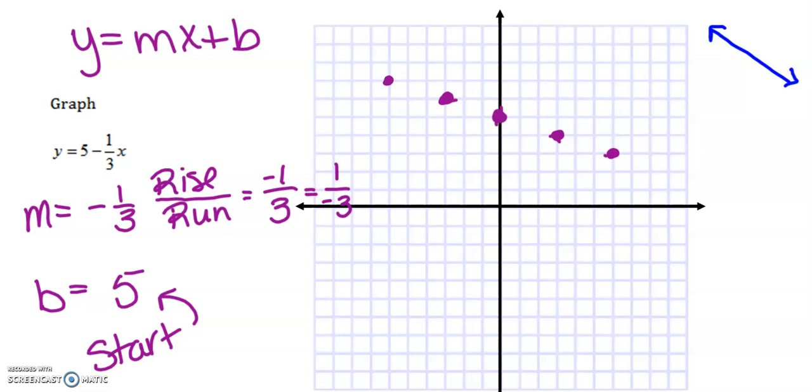Take a look at it when you're done. Make sure they are lined up, that you didn't miscount something. And let's put in our line. So it's definitely sloping negative. It's descending from the left to the right, and it's crossing the y-axis at 5. Let's do one more.